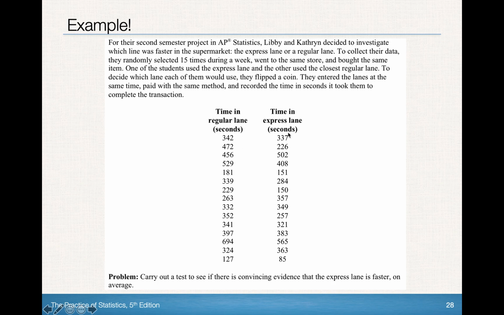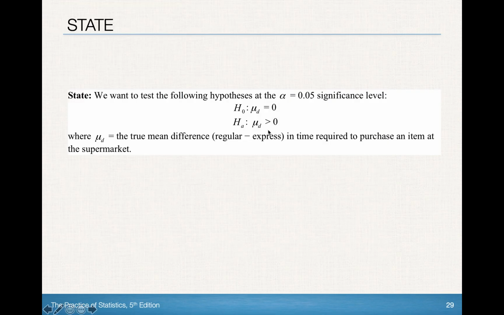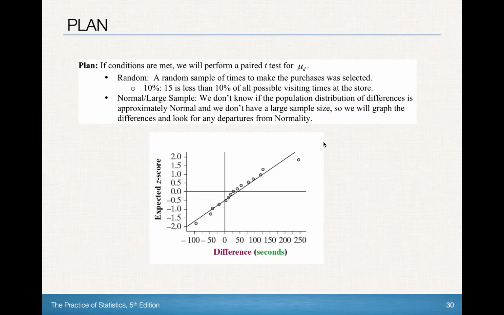If you flip these, if you did list 2 minus list 1, all that would do is change your alternative hypothesis. You would make mu sub d less than 0, and then you would just do express minus regular. But your conclusion will be the exact same. You'd be looking at the other tail of the distribution.